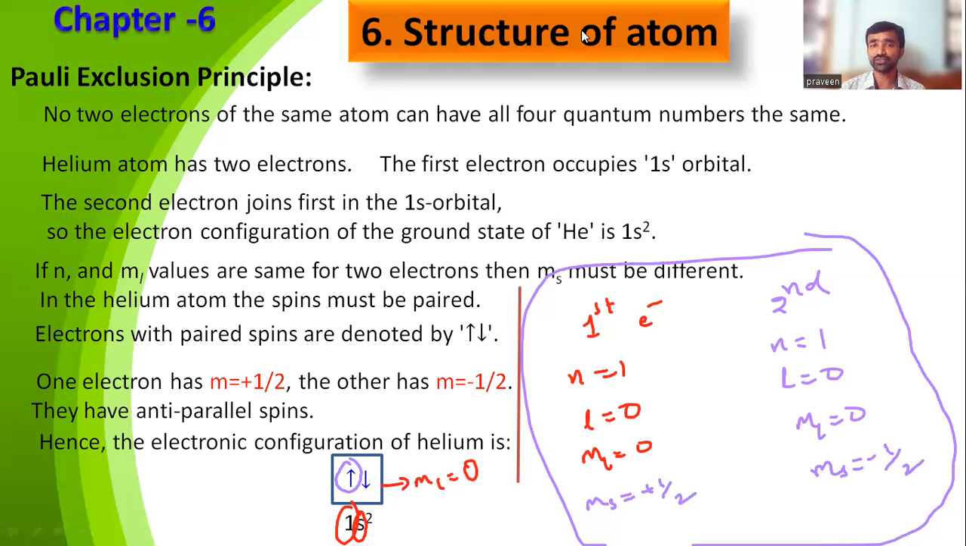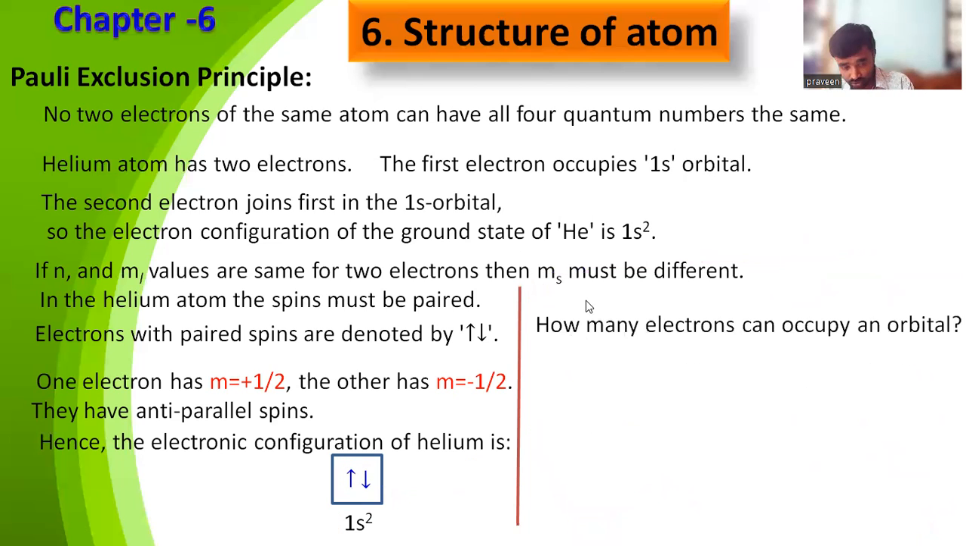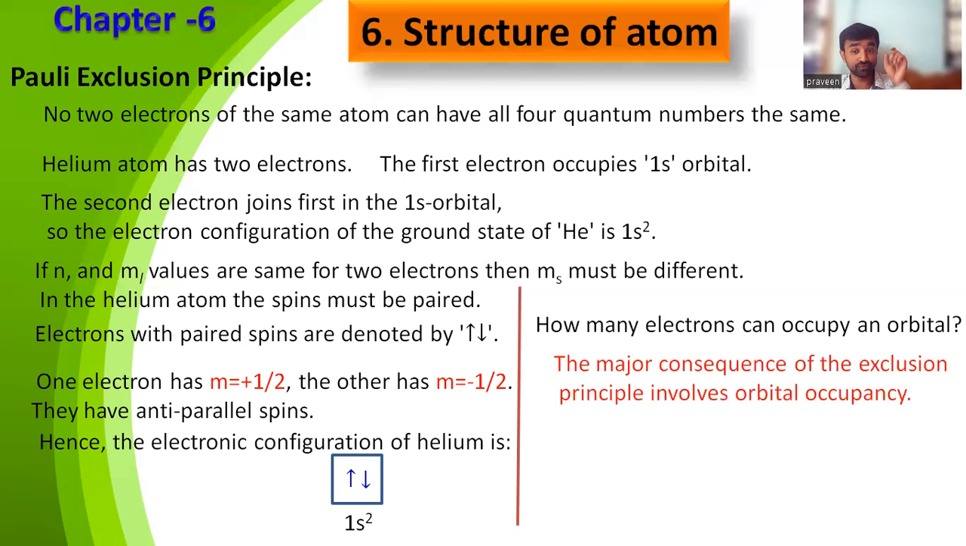Here, there is one more point to consider. 1s is filled, so I go for 2s, next I will go for 2p, and so on. How many electrons can occupy an orbital? Because of the anti-parallel spins, only 2. The major consequence of the exclusion principle involves orbital occupancy: only 2 electrons.